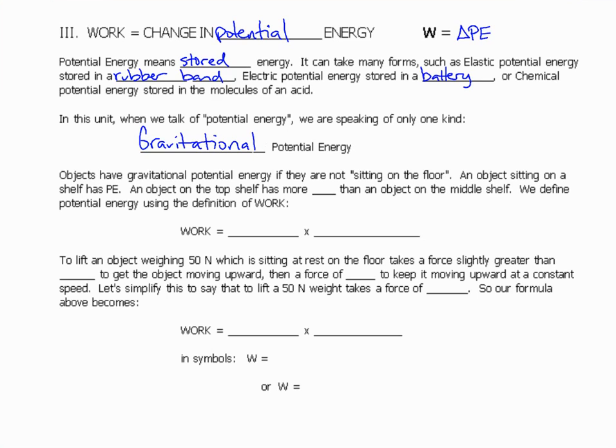Objects have gravitational potential energy if they are not sitting on the floor. An object sitting on a shelf has potential energy. An object on the top shelf has more potential energy than an object on the middle shelf. And we define potential energy using the definition of work. Remember, work equals force times distance.